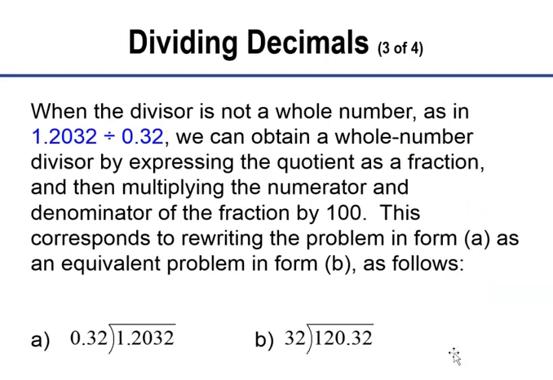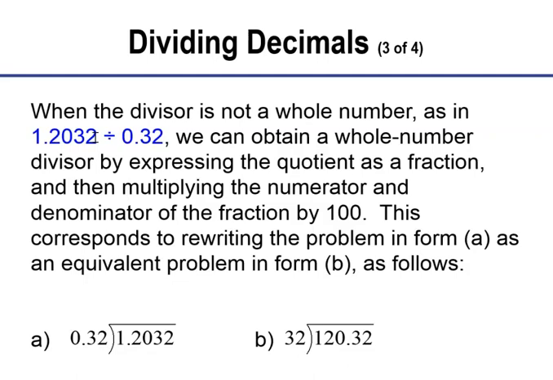So it says when the divisor is not a whole number, as in 2032, was that 100 thousandths? 10 thousandths, my bad. Divided by 32 hundredths, we can obtain a whole number divisor by expressing the quotient as a fraction and then multiplying the numerator and denominator of the fraction by 100. This corresponds to rewriting the problem in form A as an equivalent problem in form B.